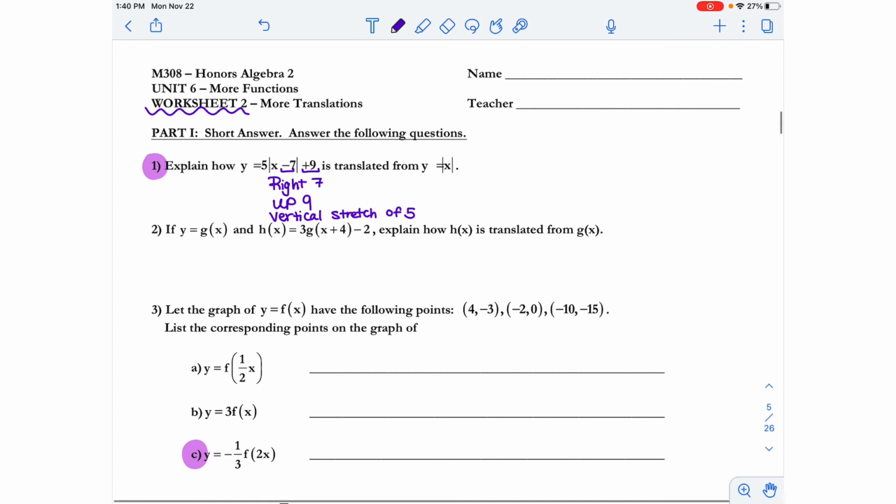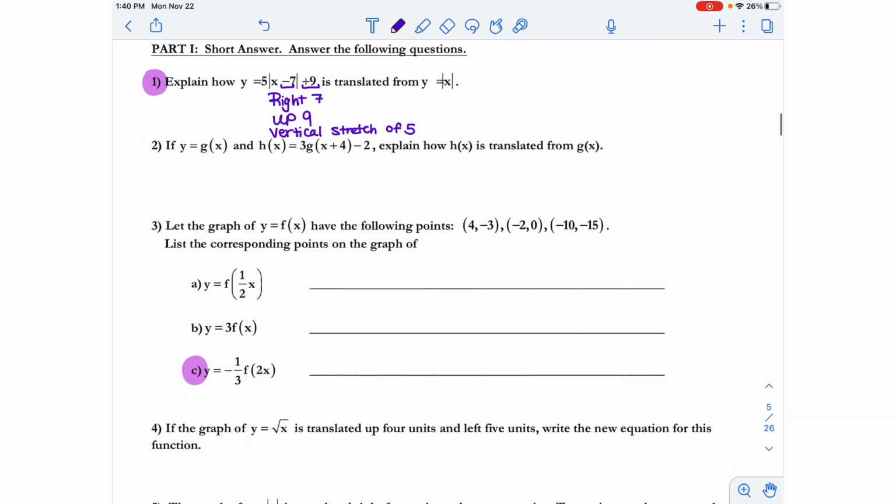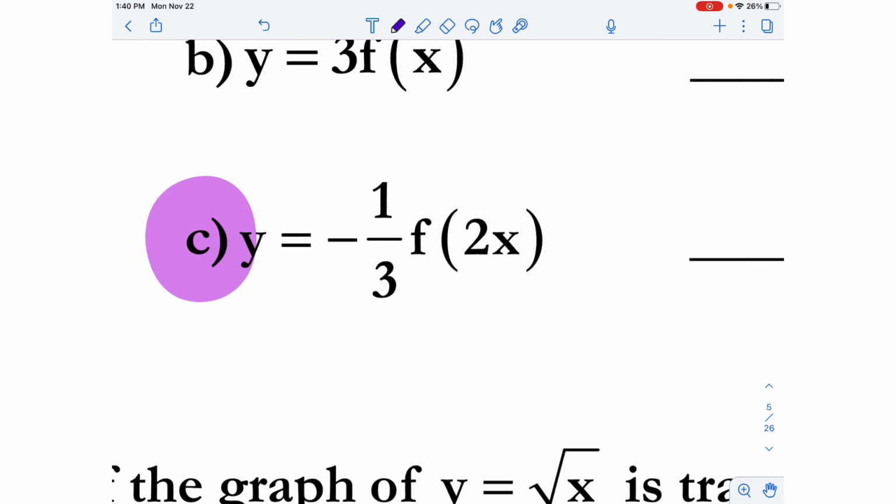The next one I want to do is number 3, and instead of doing A and B, I'm going to do C because C is kind of a combo of A and B. So there's a lot going on with that. So if I have an original function, f of x, oh, it asks for the corresponding points. I didn't even realize that, but let me show you how I would do this problem. There's a lot of things happening.